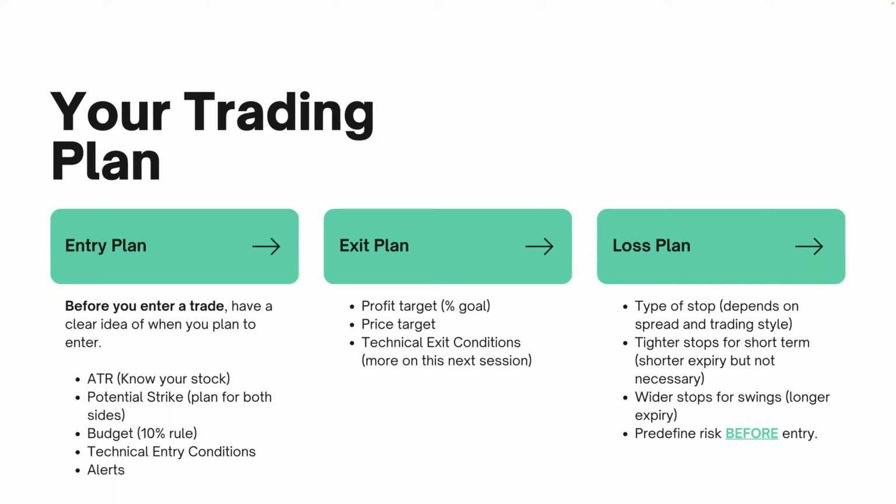With your entry plan, one, you want to get to know your stock. We have an indicator called ATR, average true range. This is essentially how many points your stock moves on average a day in either direction. Typically you get a 14-day average, but you can tweak that. Basically, you want to know what your stock can do before you pick out an option for it.